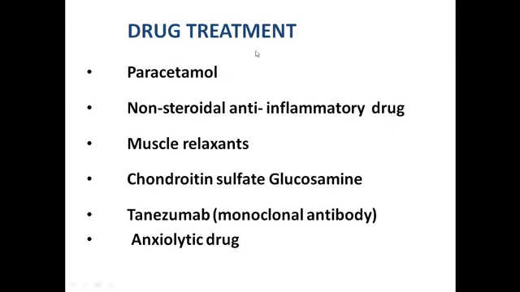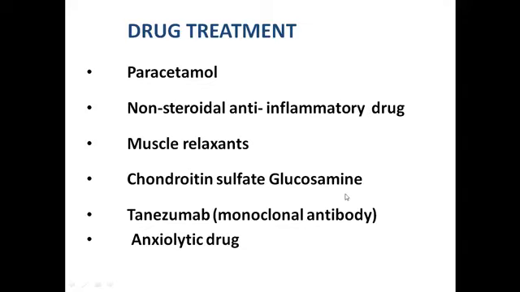Now goes the drug treatment. For mild pain, you can use paracetamol or acetaminophen. If there is a bit more pain, you can go for non-steroidal anti-inflammatory drugs. There are many anti-inflammatory drugs, like naproxen, ibuprofen. You can try. Muscle relaxant, basically in case of back muscle, we can apply the muscle relaxant to relieve the pain.